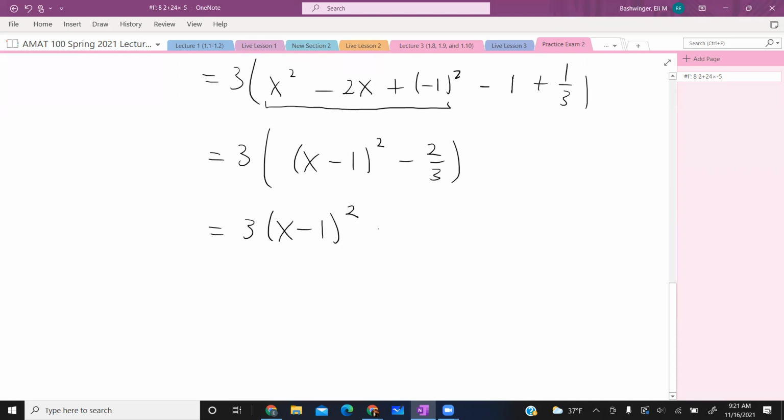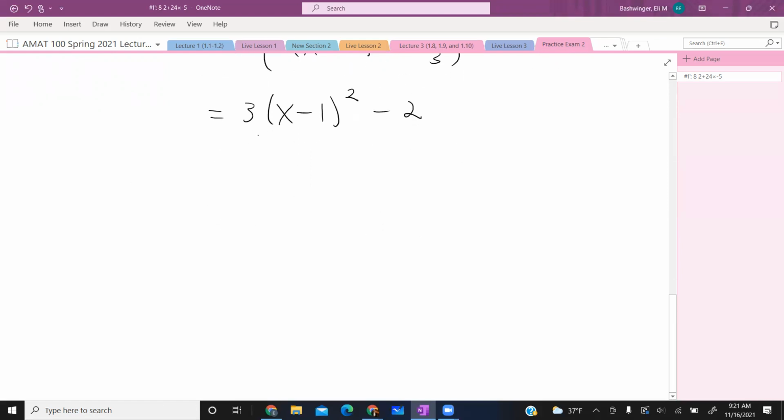If I distribute 3, I get this. First of all, remember this is going to be a transformation of x squared. So let's just remember what x squared looks like. It looks something like this.